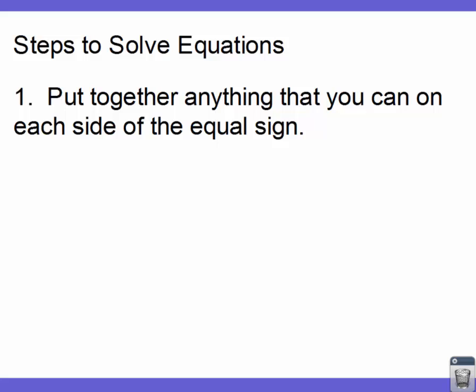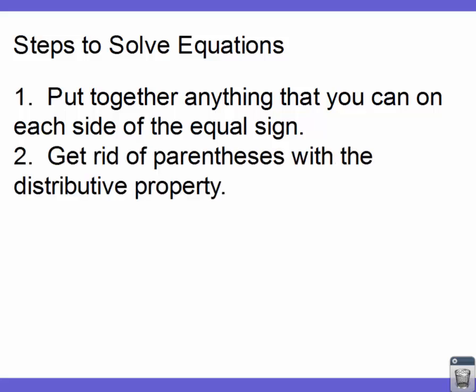Step number one, put together anything that you can on each side of the equal sign. So if there's anything that can go together, like two numbers, or two letters that are the same on the same side of the equal sign, go ahead and put those together. Step number two, get rid of the parentheses with distributive property.